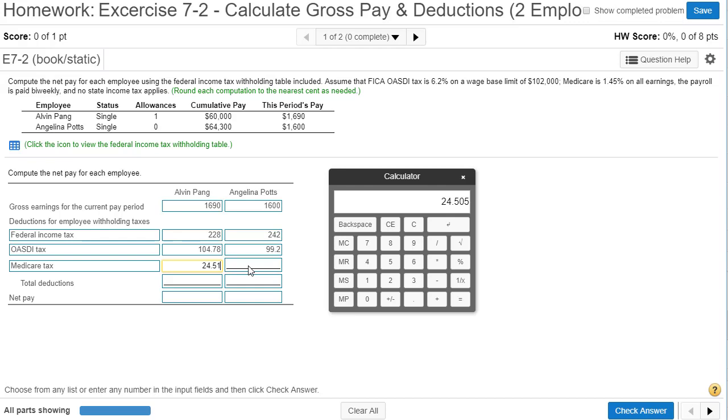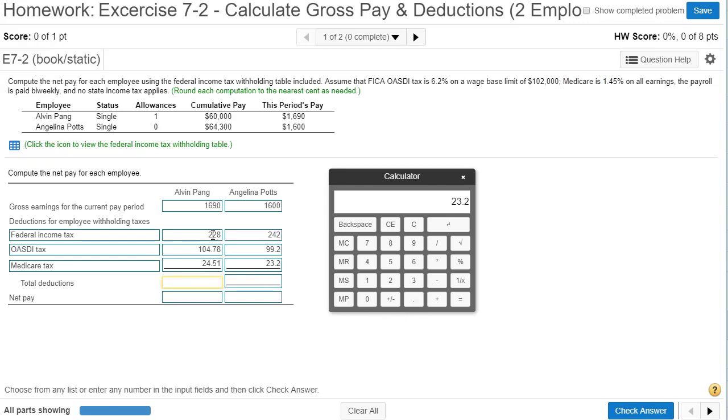For Angelina, we're going to take 1,600 times 1.45 and then divide that by 100. That gives us $23.20. So all I'm doing is taking the gross pay times the Medicare 1.45%.